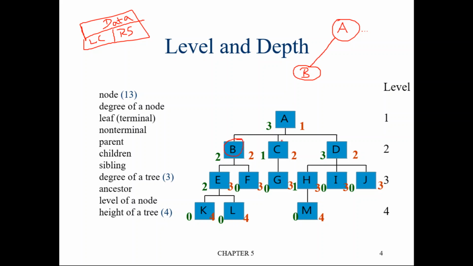Other child, what is the immediate next child of A? C is the next child of A. That will be represented as the right sibling of B. So now if you see, A's left child is B, there is no right sibling. B's right sibling is C.